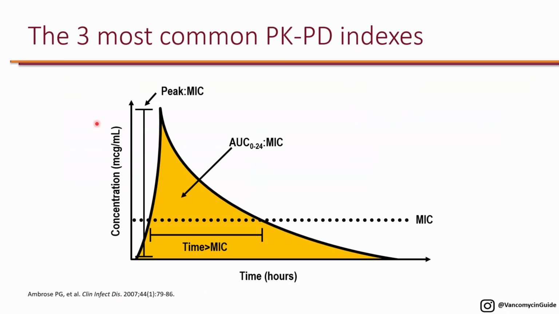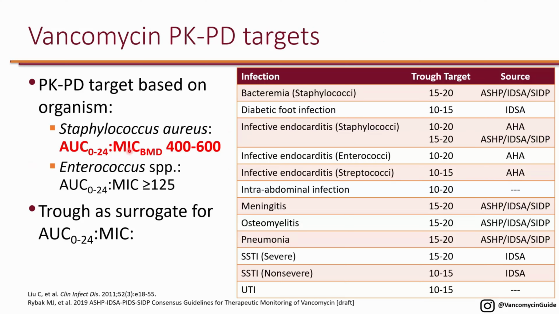So these are the 3 common PK/PD indices: peak to MIC ratio, AUC to MIC ratio, and time above MIC. For vancomycin specifically, AUC to MIC is the PK/PD target most associated with efficacy. So AUC to MIC is the index that we use for vancomycin. However, you want to achieve a specific number. For Staphylococcus aureus specifically, we want an AUC to MIC ratio of 400 to 600.